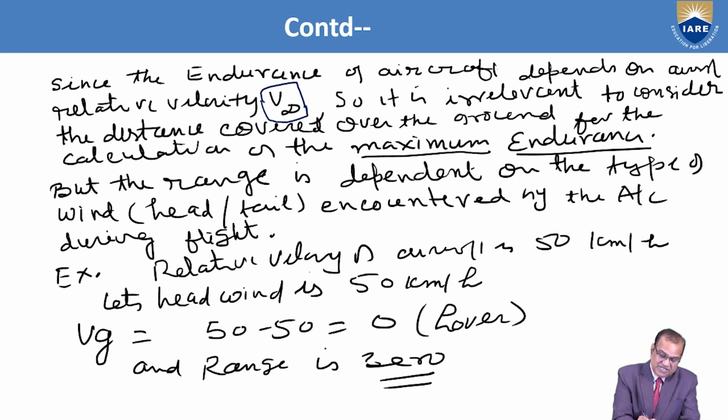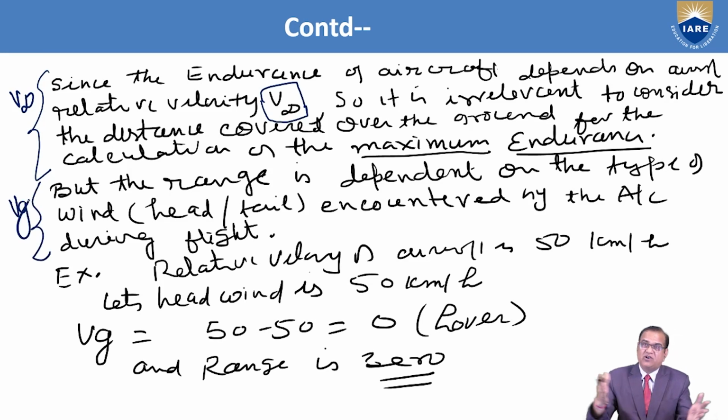So if it is the endurance, V infinity is only required, but for the range, Vg is required, because we want to see how much distance it is covering. But the range depends on the types of wind, that is head or tail, encountered by the aircraft during the flight. For example, the relative wind of the aircraft is 50 kilometers per hour. Let's say headwind is 50 kilometers per hour.